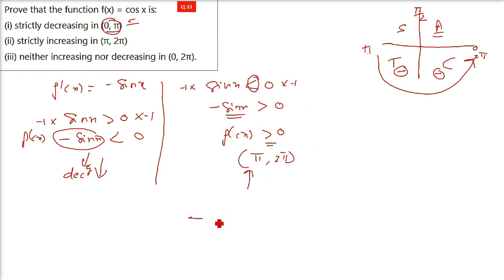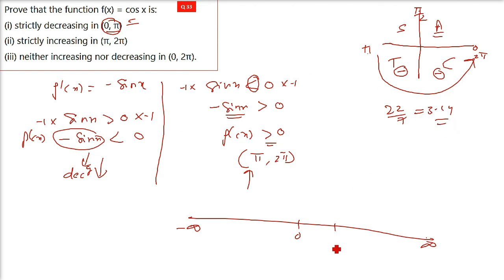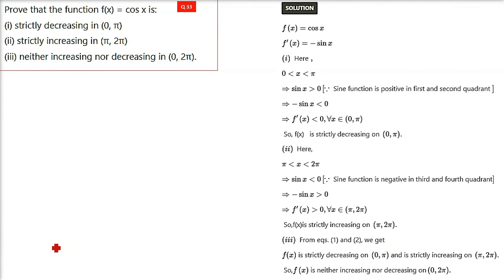When you combine these two, 0 to π and π to 2π, from 0 to 2π, I am talking about an imaginary number line. If this is 0, this is π, and then 2π, because π is simply 22/7. You can mark it. So from 0 to π this function is decreasing, and between π and 2π, as we have already explained, f'(x) is greater than 0, so it is increasing. Between 0 and 2π, the combined interval, the function is somewhere increasing and somewhere decreasing. So it is neither increasing nor decreasing. This is how we are going to do this. These are the 3 parts.